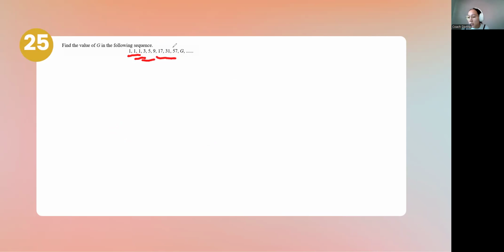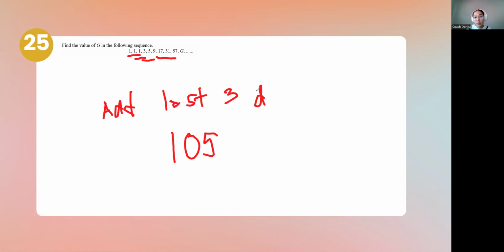17 plus 31 plus 48 is 96... wait, adding the last three: 17 plus 31, that's 48. Add 57, you'll get the answer of 105. All right? Add the last three numbers, not digits. Add the last three numbers. If you have no questions, let's proceed to number 26.